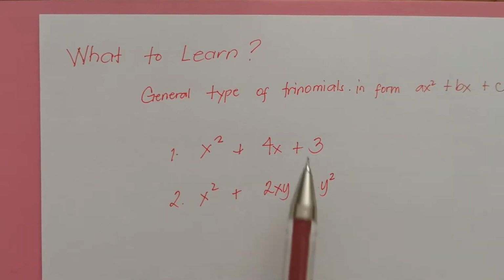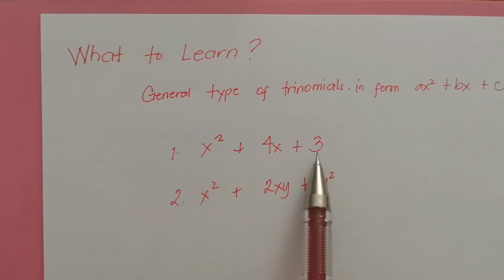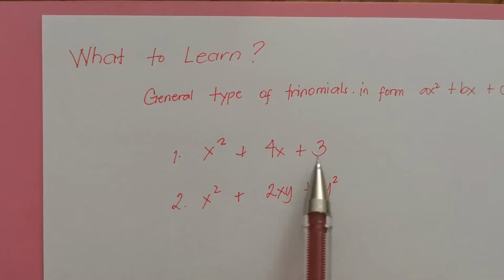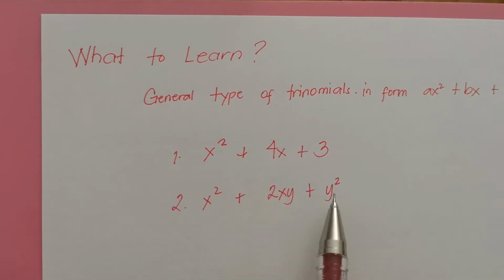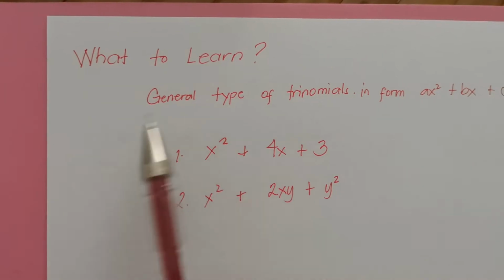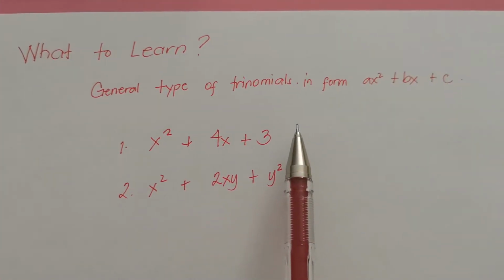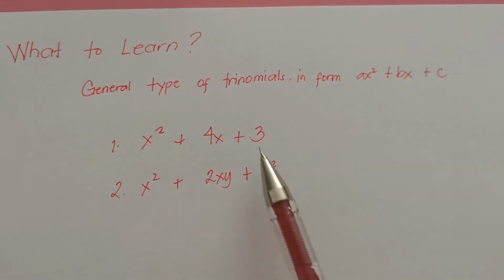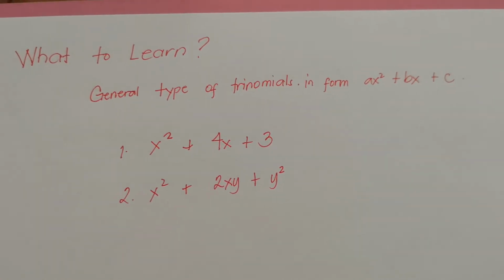But the difference of the two is this. 3 is what we call a constant, so it has no variable. In short, the degree of 3 is 0. The other one is not a constant, so it has a variable. But when talking about general type of trinomials in the form ax² plus bx plus c, both of them belong. These are examples of the said general form.